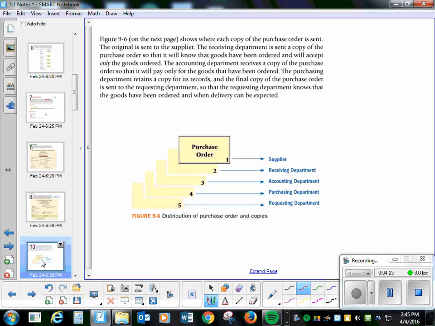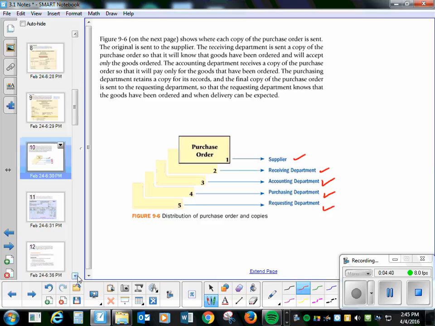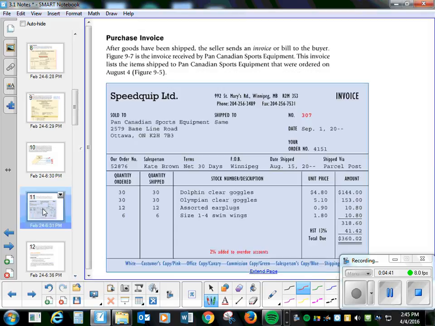Okay, and there are different numbers of copies of each of these purchase orders. The supplier gets a copy, the receiving department, the accounting department, the purchasing department, and the requesting department. So you can see that one purchase order is actually very important. It goes through a lot of different hands. After goods have been shipped, the seller sends an invoice or bill to the buyer, and this is what an example of a purchase invoice would look like.